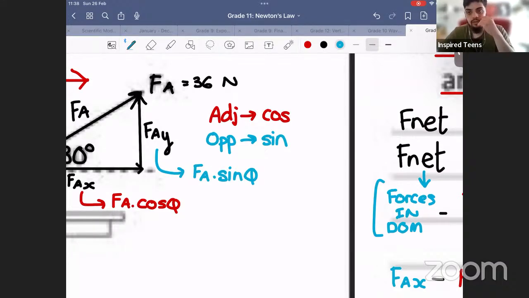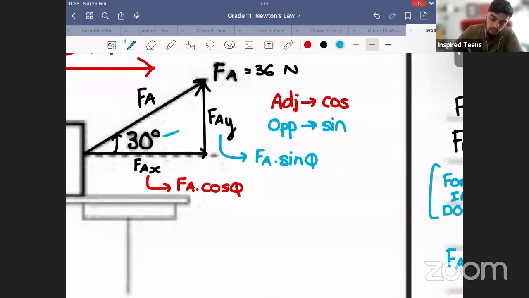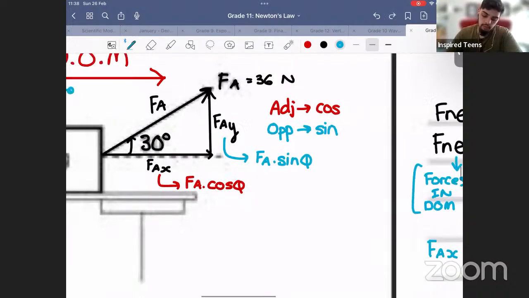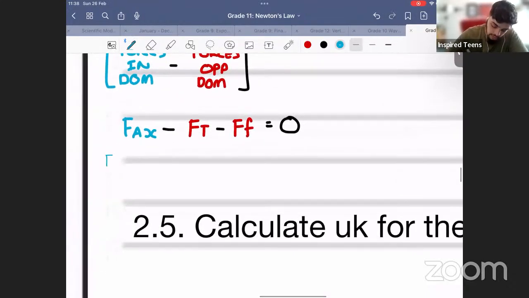Thank you. That must be correct. Yeah, sorry. So now it makes sense: because FAY is opposite, we use sine. FAX is adjacent, we use cos. So let's go and do that. We're going to say FA times cos theta. Over here, I'm going to say FA times cos theta. You don't have to break it up as much as this. You can just write it one time. I'm just doing it for the sake of explaining.